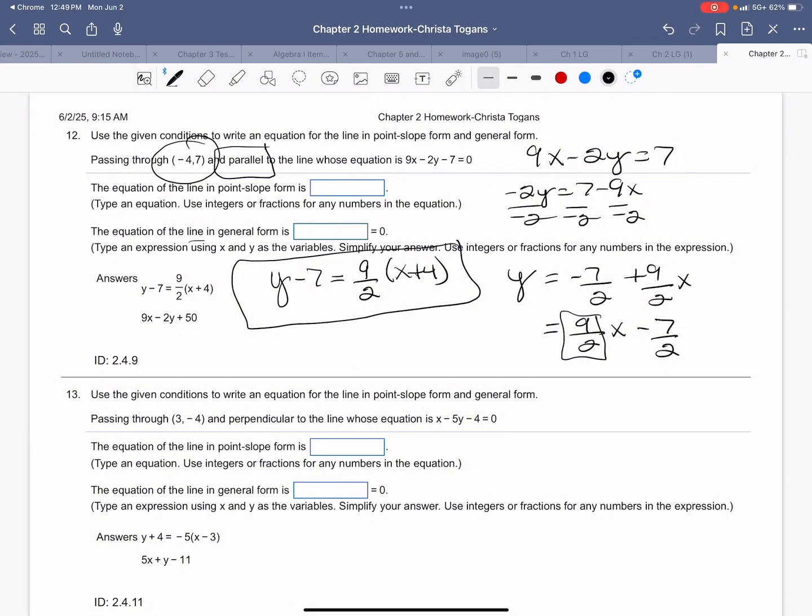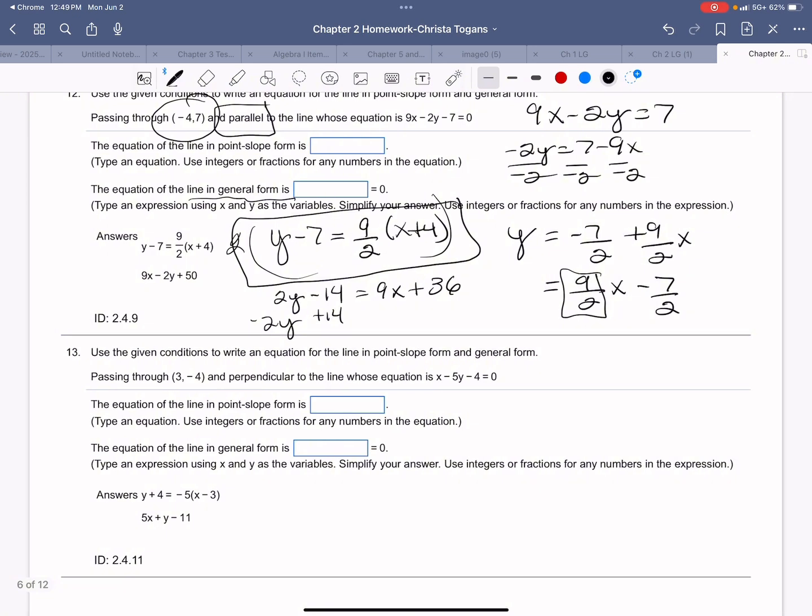They want it in general form, not slope-intercept form. So then you just manipulate, you just multiply everything by 2. You end up with 2y minus 14 equals 9x plus 36. And then just simplify, just subtract 2y, add 14, and you'll get the rest of it. So I'll let you try this one, the perpendicular one.